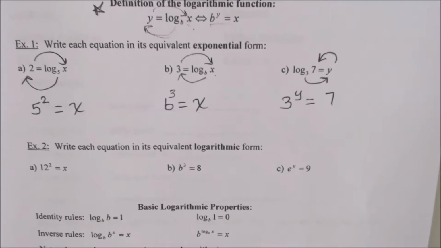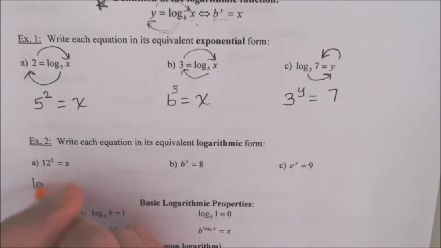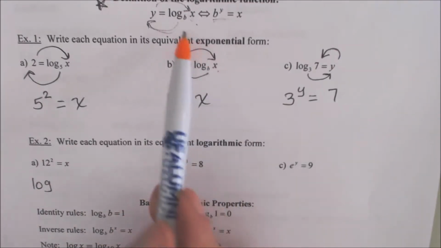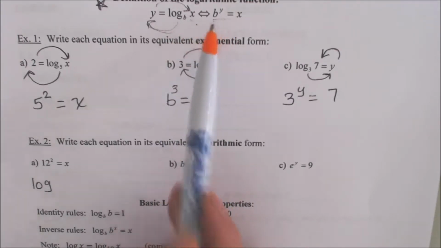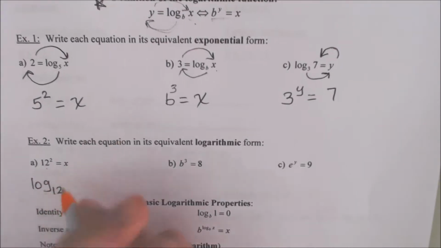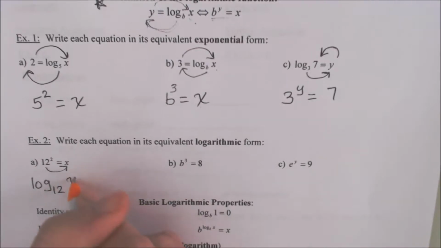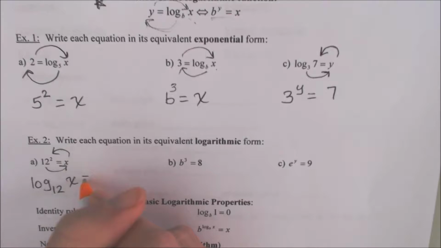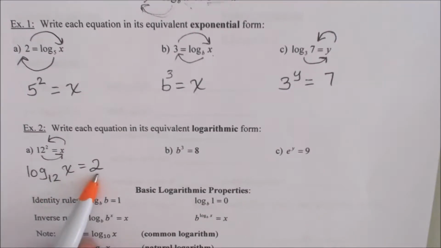Now, in example 2, they want you to go in the other direction. They're starting in exponential form, and they want you to go back to log form. I always start by writing the word log on my paper. And so we want the base, log base b. So b is whatever the base is for your exponential function. So log base, what's the base here? 12, of the other side, so of x equals what's in the exponent, 2. Log base 12 of x equals 2.